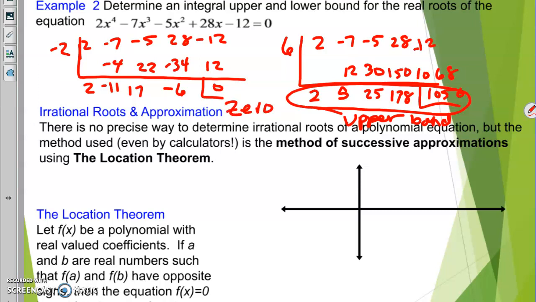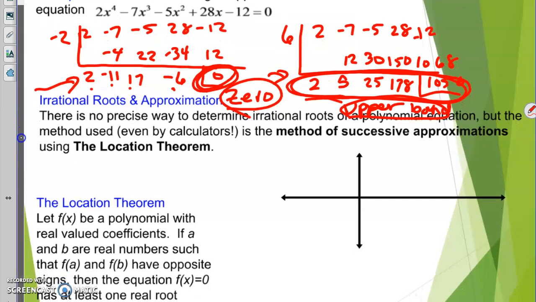So there's 3 cases that we need to talk about. One, the upper bound, where all the answers are all positive. That's an upper bound. If our last number is 0, that's actually a 0. That means it goes through the x-axis. And if we get one of these alternating plus minus things, then we know that this is actually the lower bound, because it's alternating plus minus there, all the way to 0. So we know that those are the 3 cases that we have to look for when we're doing these upper and lower bound tests.